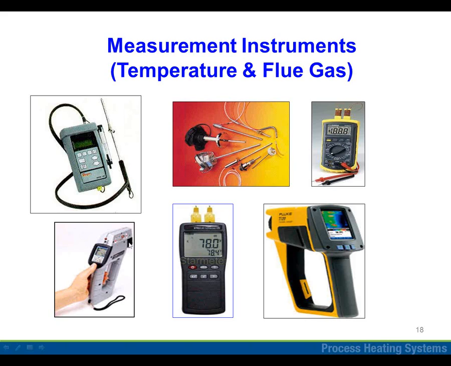Next to that on the top is a whole bunch of thermocouples, which you have seen many times. Next to that is a multimeter, which is used for measuring millivolts or high voltages, and millivolts are important if you're using the thermocouples. Starting from the left side bottom is an infrared instrument, which allows us to sight the target with a light beam, laser beam or infrared beam, and measure the actual spot temperature.